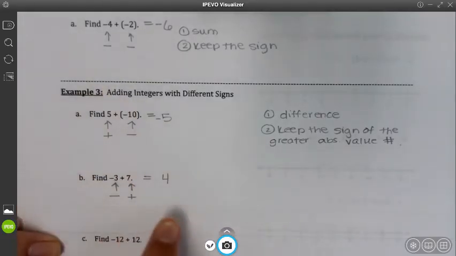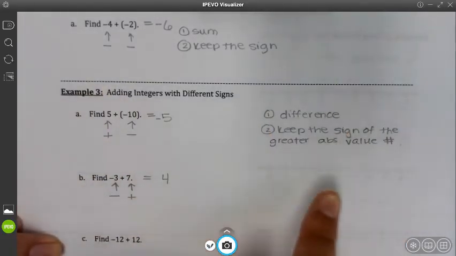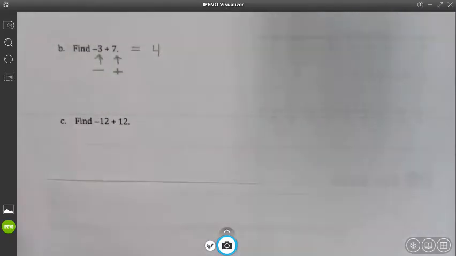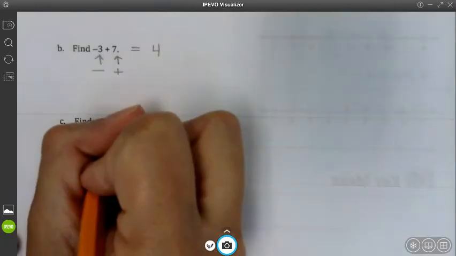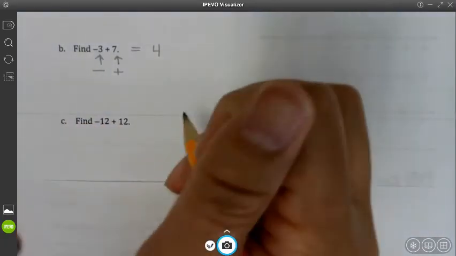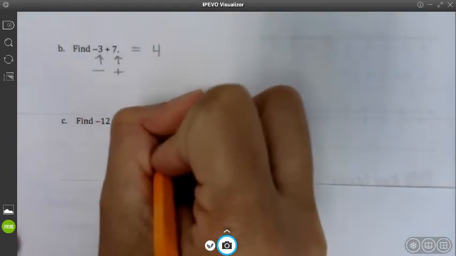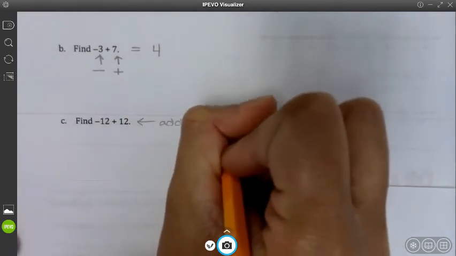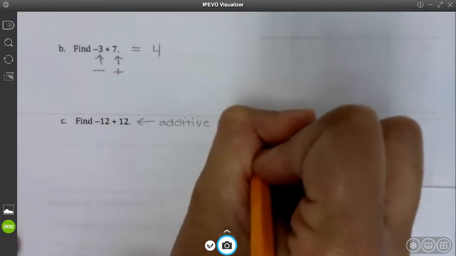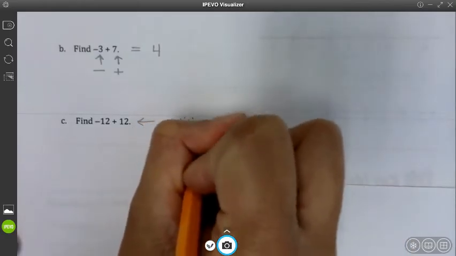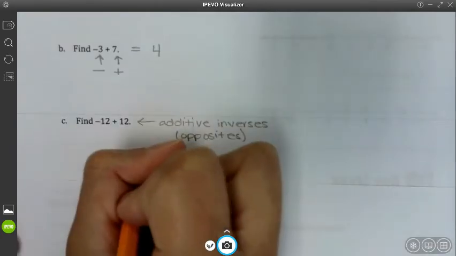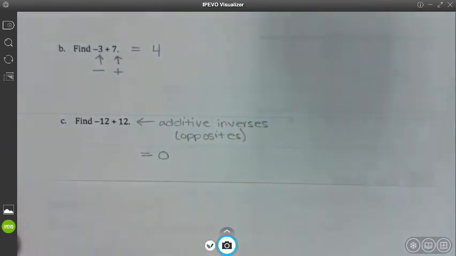You guys can kind of see the work that I'm showing and how I'm keeping my notes over here. This would be a great way to show your work. Okay, next. These are additive inverses, also known as opposites. Therefore, our answer is going to be 0.